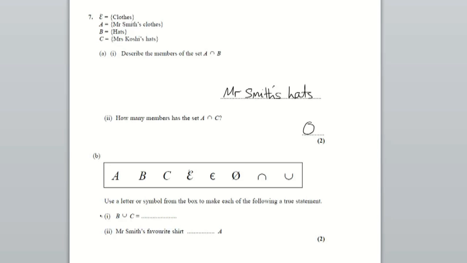Use a letter or symbol from the box to make each of the following a true statement. B union C. Well, Mrs. Kosh's hats is a subset, isn't it? So that must mean that B union C is simply set B. Mr. Smith's favourite shirt is an element of set A. It's one of his clothes collection.